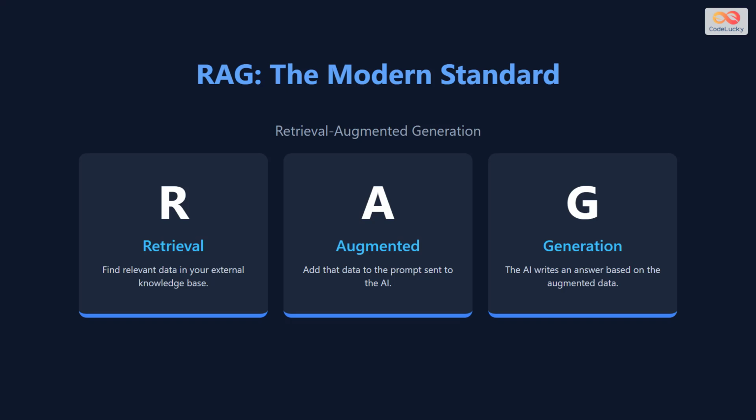This combination of retrieving data and then generating an answer is called RAG, or Retrieval-Augmented Generation. It is the modern standard for building QA systems. You retrieve facts from your knowledge base, augment the prompt with those facts, and then generate the final response.